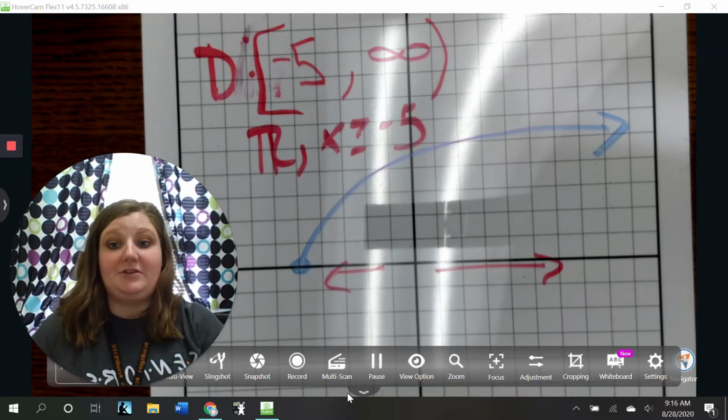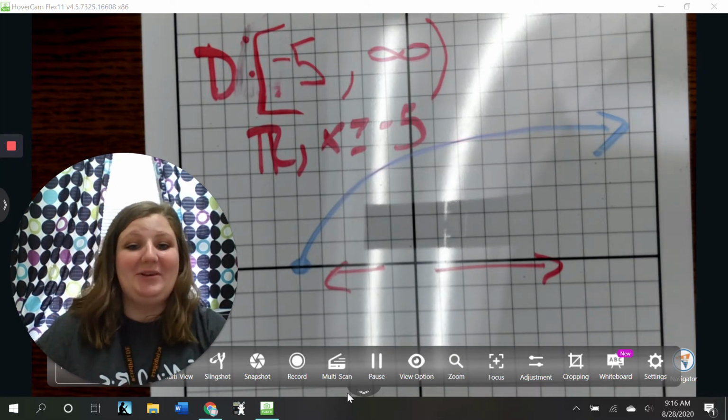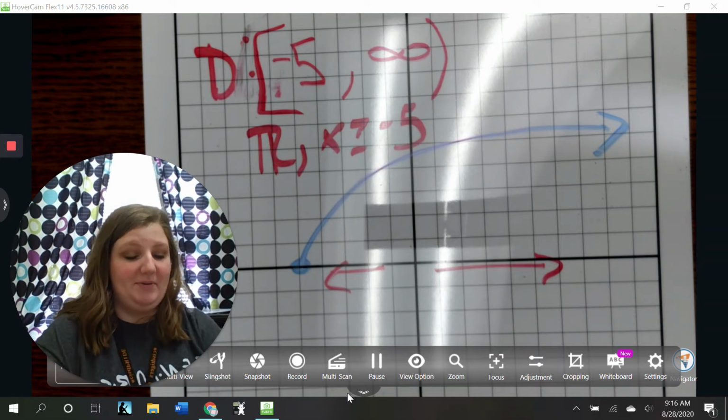And then, sorry, almost lost my marker. If we look at the range, it is how far up and down our graph goes.